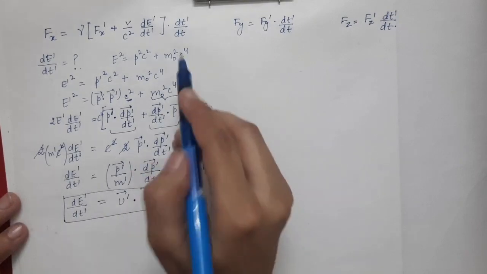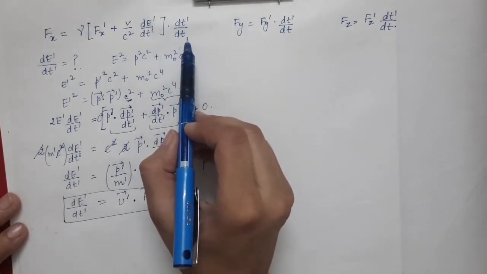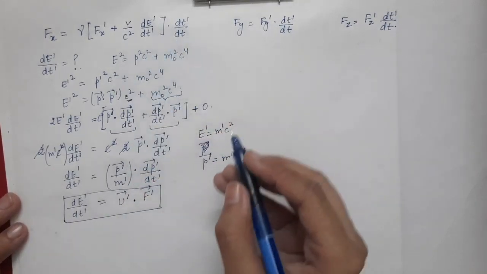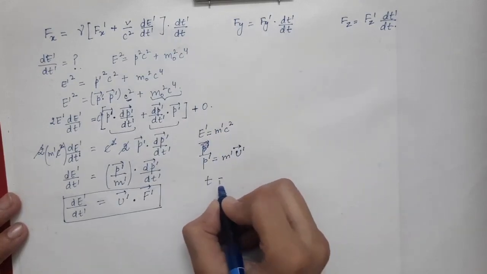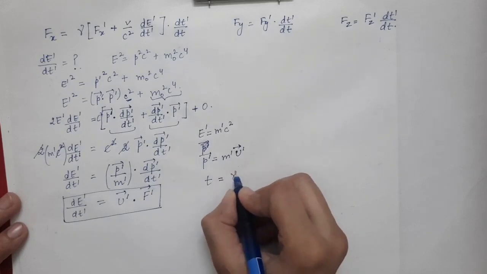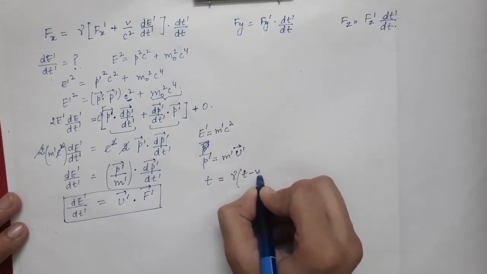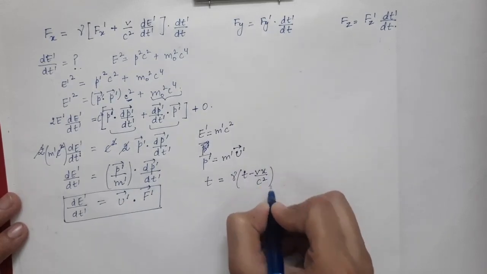Now we want to find dt prime by dt. So for that, let's find what is t prime. From the Lorentz transformation, t prime is equal to gamma times t minus vx by c square.